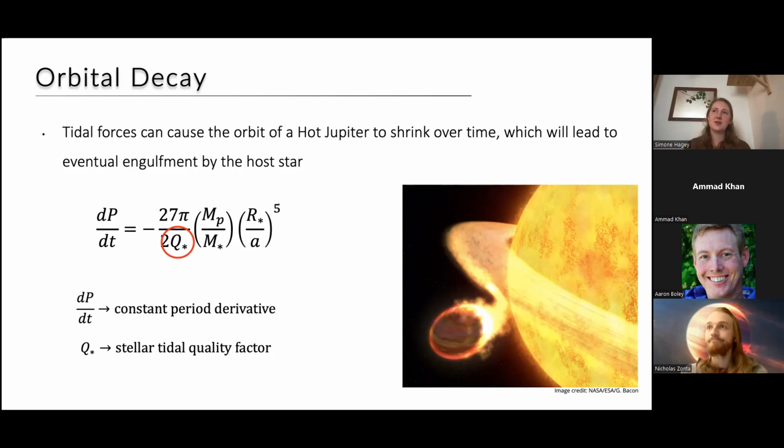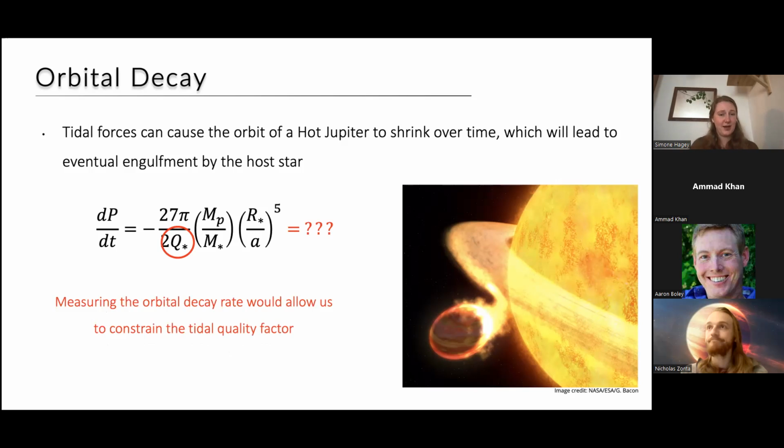There's been a lot of theoretical work in this field, but we cannot constrain the stellar tidal quality factor yet. But if we can measure the period decay rate, we can constrain that tidal quality factor and learn more about the detailed dynamics of the system. So measuring the orbital decay rate of these ultra close hot Jupiters is really important and a super cool thing that we're just starting to be able to do.